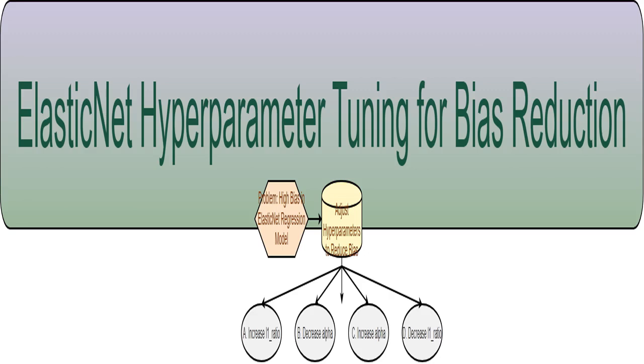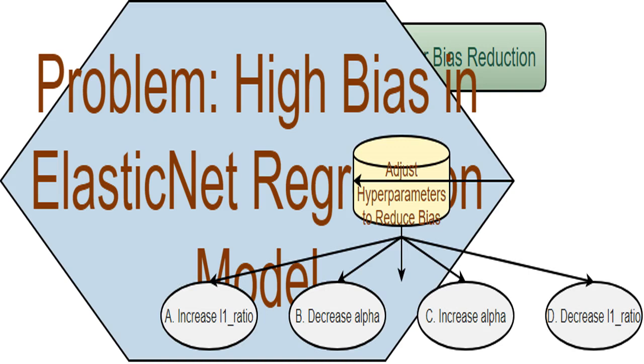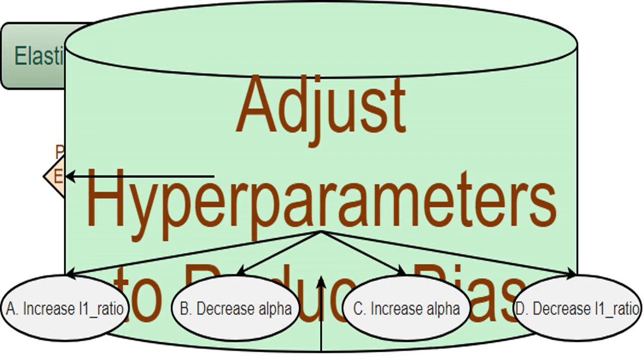We're tackling a problem: our ElasticNet model shows high bias, meaning it's too simple and underfitting the data. We need to adjust ElasticNet's settings, hyperparameters, to fix this. Specifically, I'll focus on how to reduce bias. I have an ElasticNet model for regression, and it's not working great because of high bias. This means the model is too simple and can't capture the data's complexities. It's underfitting. I need to adjust ElasticNet's settings, called hyperparameters, to decrease this bias.